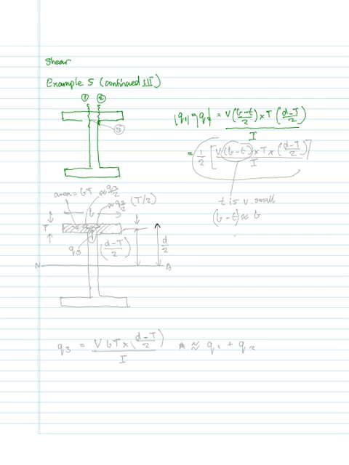And let's just take that out. Let's just take out one of the halves. So let's just say it's half of V (B minus T) times T times (D minus T over 2), all divided by I. So all I've done is rearrange that and taken out the half.